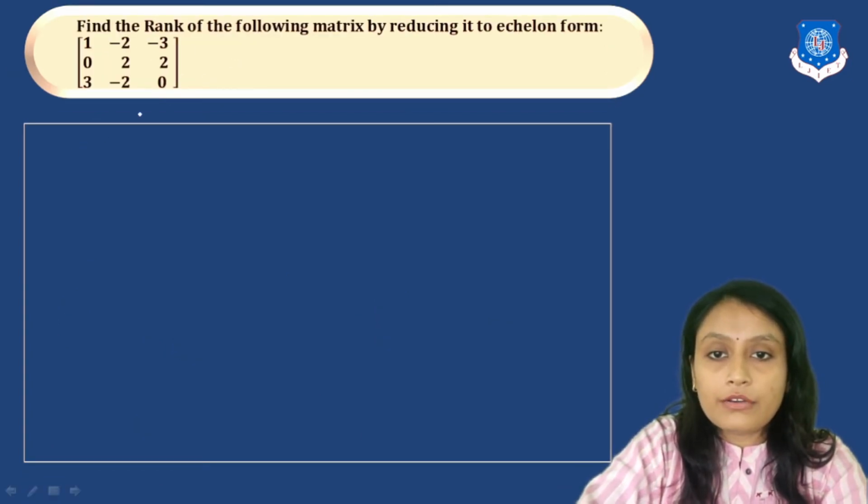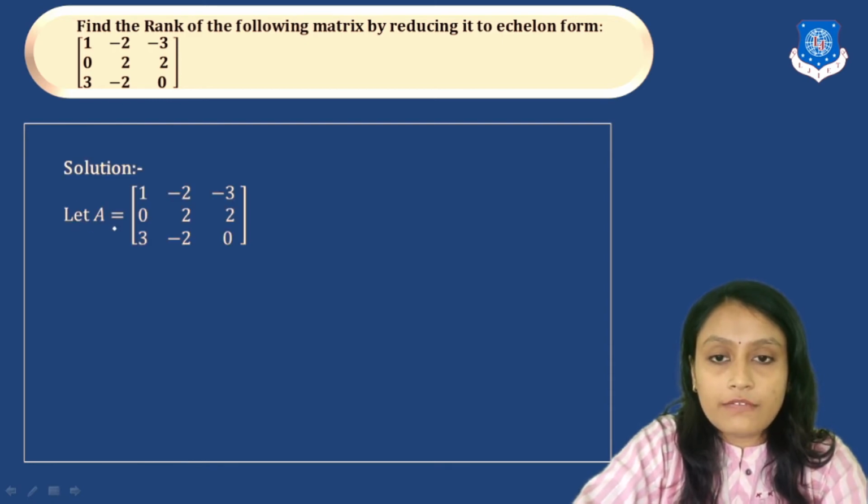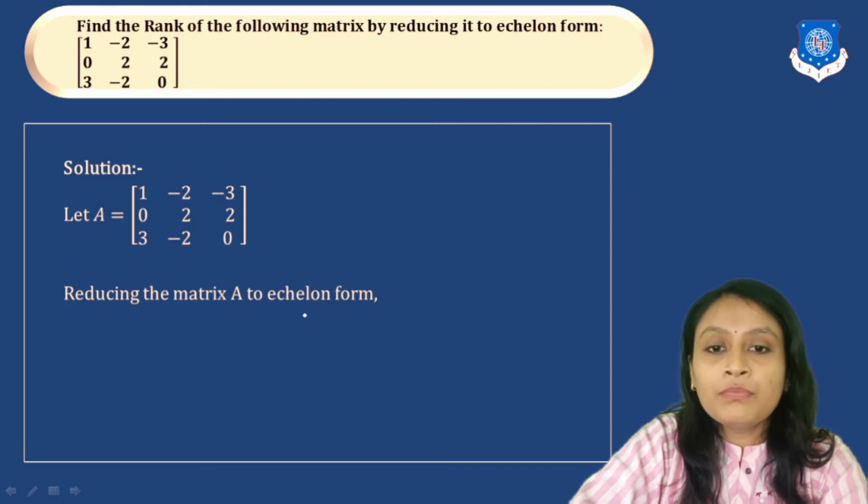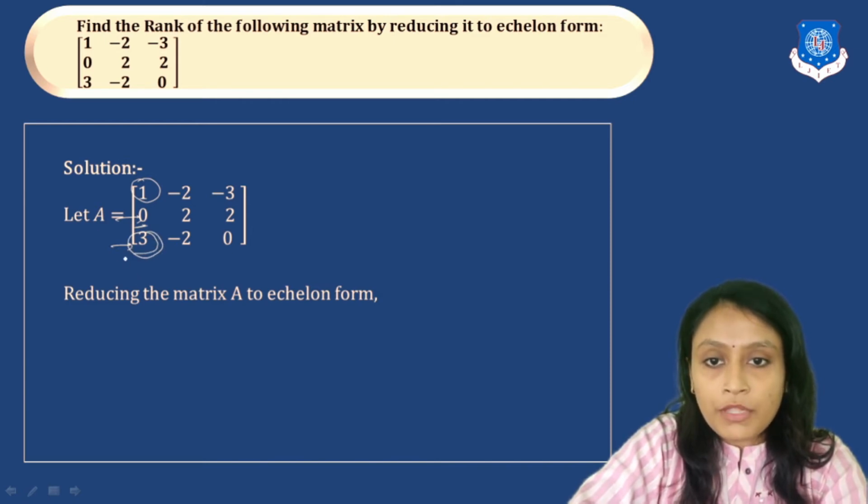Now let's begin with another example. Find the rank of a matrix this. So let's begin with the solution. Matrix A is given, that is 1 minus 2 minus 3, 0, 2, 2, 3 minus 2, 0. Firstly, we will reduce it to echelon form. Okay, so here we have leading 1 in this position. What we need to do is we have to make 0 at this two position. Okay, here we have 0, so we have to make 0 here only in the third row.